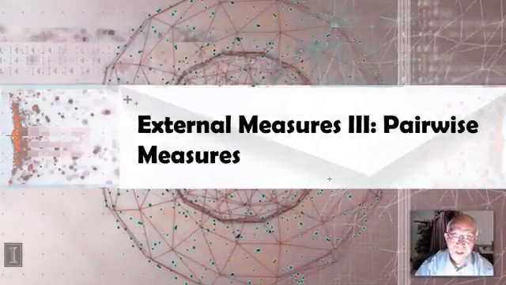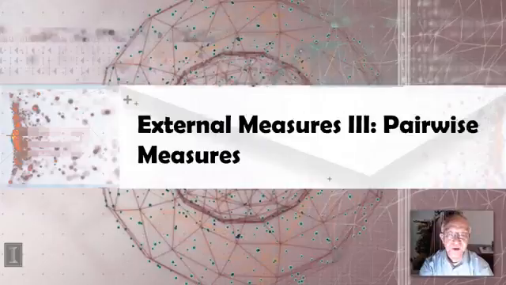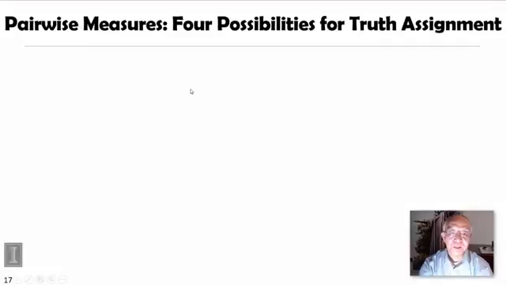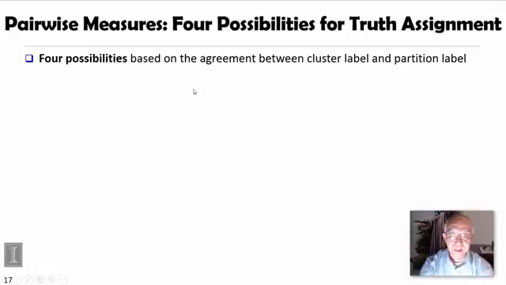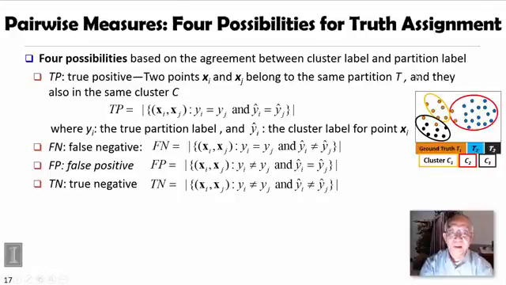In this session, we're going to introduce a third kind of external measures called pairwise measures. What are pairwise measures? That means we take any 2 points, we see whether they agree between their class label and the partition label. So there are 4 possible cases for any pairs. We have true positive, false negative, false positive, and true negative.